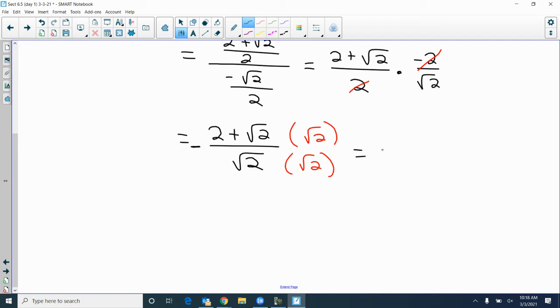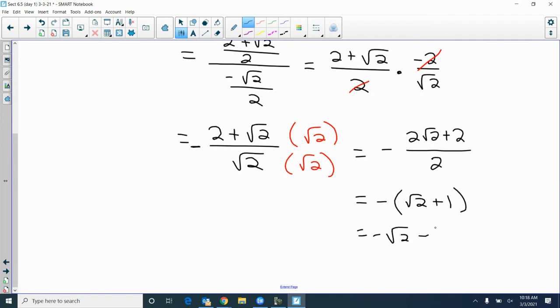Distribute that. And I get 2 square root of 2 plus 2 over positive 2. And now this 2 can cancel with both of those. And that's where we get negative, and then it'll be square root of 2 plus 1. And then if you distribute that negative, that's where we match that answer. So that's how you get that answer.